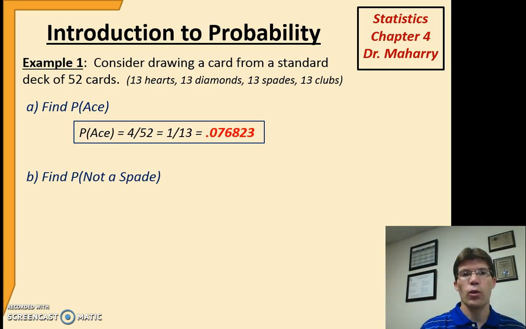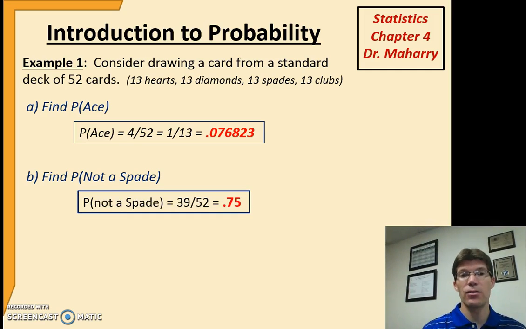Now suppose I said, what's the probability I randomly select one card from the deck and it's not a spade? So again, I can think of how many cards in the deck are not spades. Well, there's 13 spades, which means the remaining 39 cards are hearts, diamonds, and clubs. So there's about a 3/4 chance that I draw something that's not a spade.